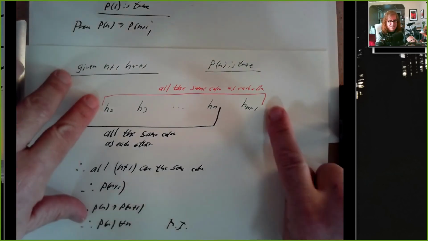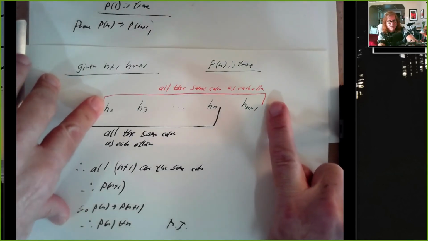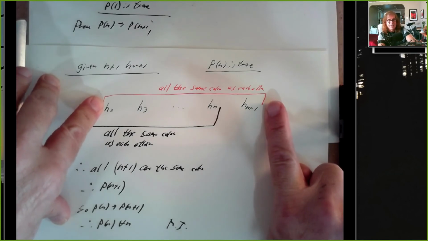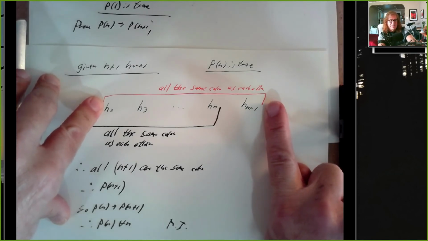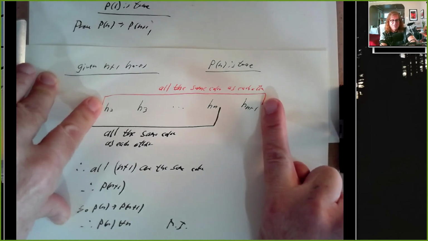Right, because from here to here, that definitely is n horses, right? It's n plus 1 with 1 removed. So that's another set of n horses. And P of n applies to any set of n horses. So yeah, I broke mathematical induction. Good thing I got tenure, otherwise I'd get in trouble for that.